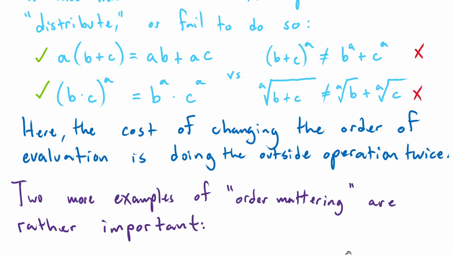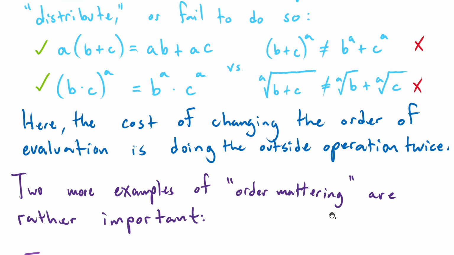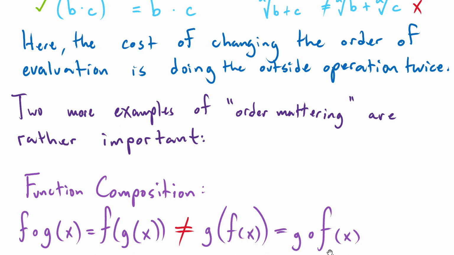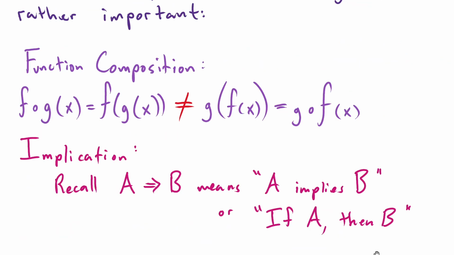There are two more examples I would like to include of order mattering to get a sense of what kinds of patterns we're going to be seeing in this class. One is function composition. In general, please recall that if I compose a function with another, the order definitely matters. If you'd like a review on function composition, please check out my intermediate or college algebra series. The other example I want to mention is perhaps less familiar.